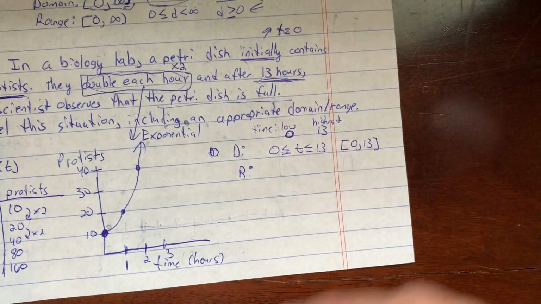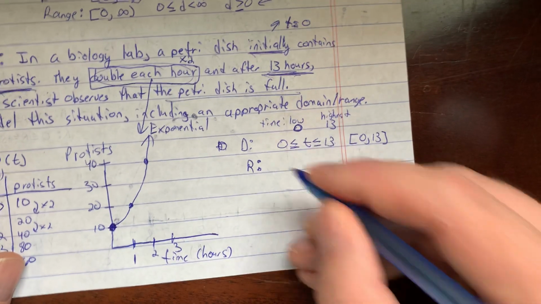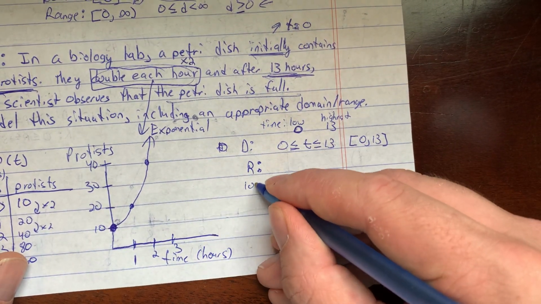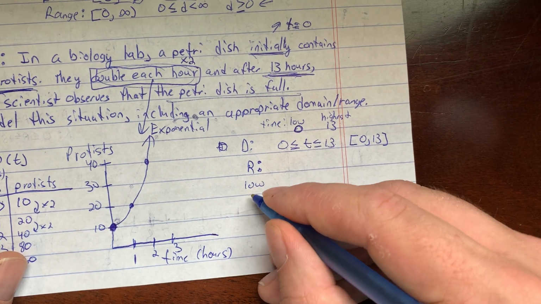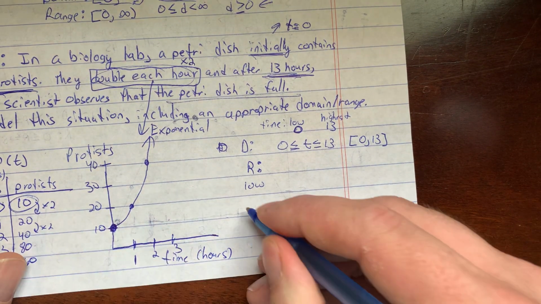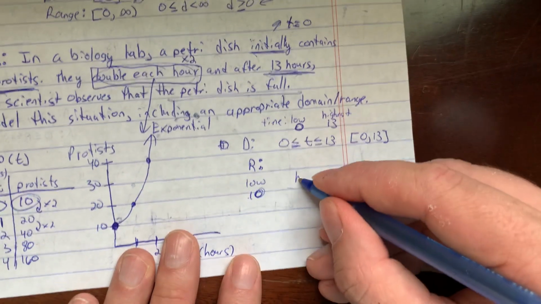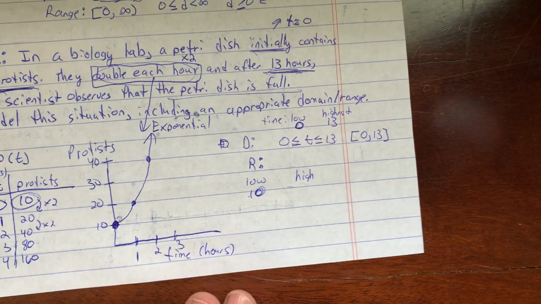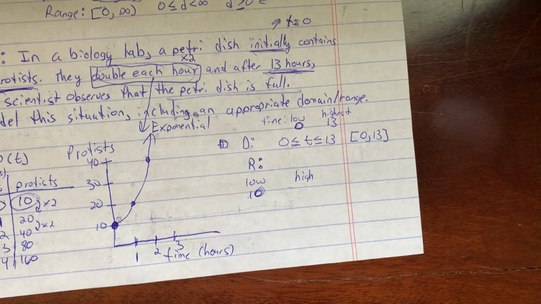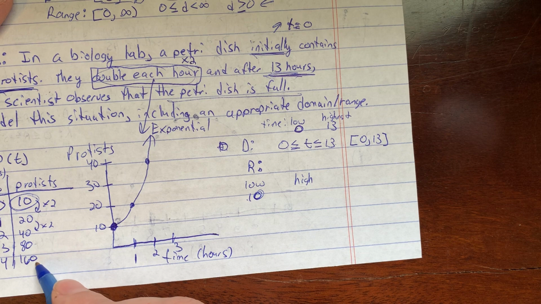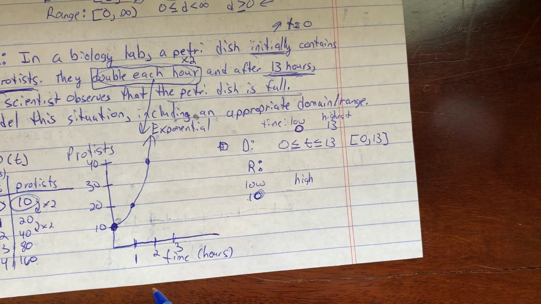And my range is going to be about the number of protists. And so I want to think about the lowest number of protists. And the lowest number of protists was 10. So it doesn't get down to 0. There were never 0 protists. What is the highest amount of protists there ever are? And the highest amount of protists, we didn't really get there, but it's going to stop after 13 hours.